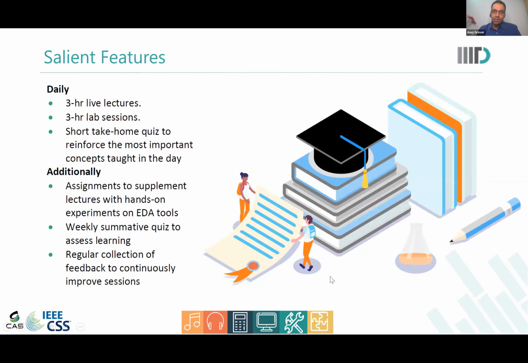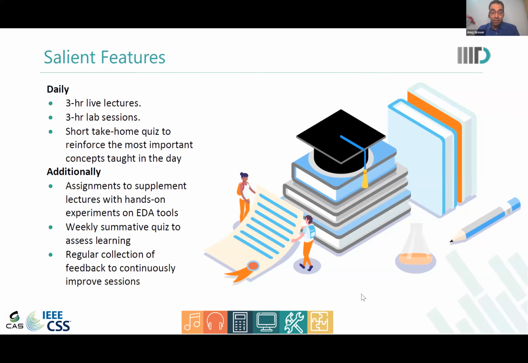A quick look at the various salient features of this program. There will be 3-hour lectures daily, morning 9:30 to 12:30. There will be lab sessions and office hours. We were saying those to be 3 hours because they will run in parallel. And we will also try to bring in a short take-home quiz to reinforce the most important concepts taught in the day. There will be assignments to supplement your learning, so that you can work with the EDA tools.